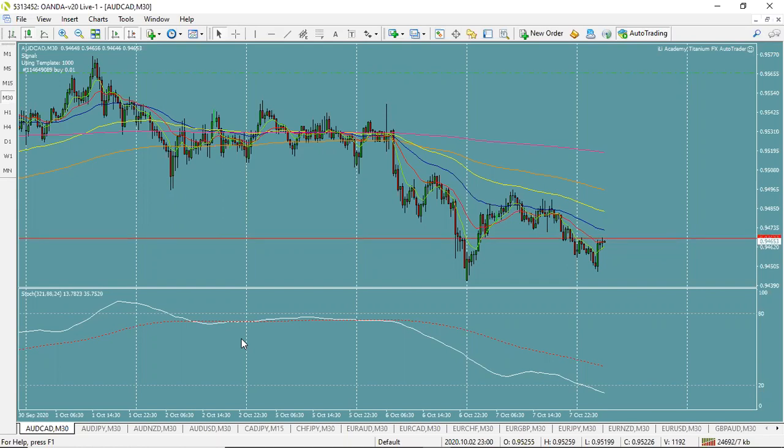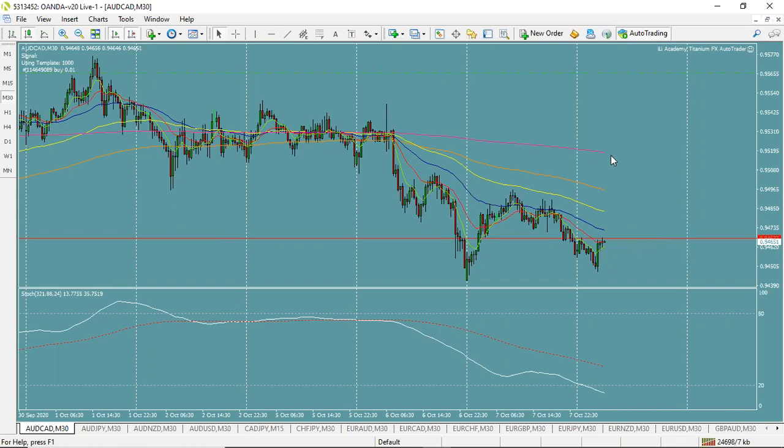Looking at this Aussie CAD on this 30-minute chart, you can see that we are in a downward trend. We have wide open trend to the downside. All of our moving averages are in order. For those of you that have been watching the show, you know how that goes: 720, 200, 100, 50, 21, 8. They're in order in a descending fashion, which means we have open trend to the downside.